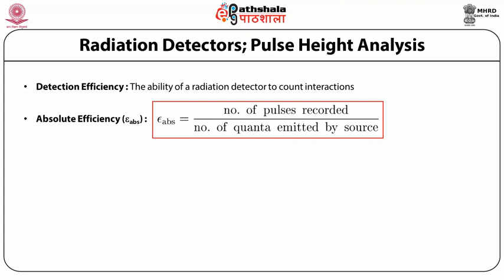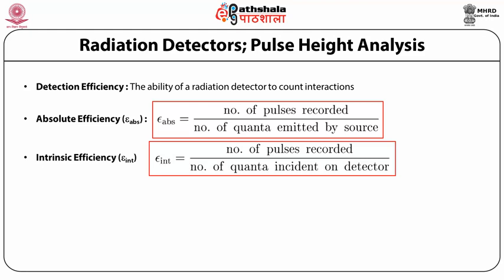Next important efficiency is the intrinsic efficiency. Intrinsic, as the name suggests, is the property of the detector. It has nothing to do with the geometry, that is, where the detector is put. It basically counts how many radiations have entered the detector and how many of them have been counted. So intrinsic efficiency is defined as the ratio of the number of pulses recorded upon the number of quanta incident on the detector. It is the characteristic property of the detector. So for a given detector, we can define the intrinsic efficiency, whereas the absolute efficiency is a function of geometry, that is, where the detector is put in the setup.